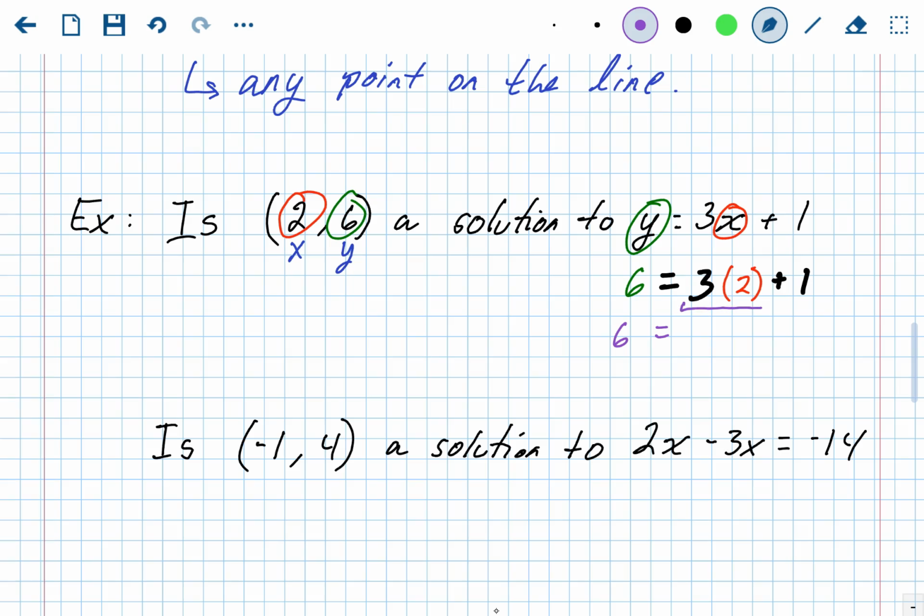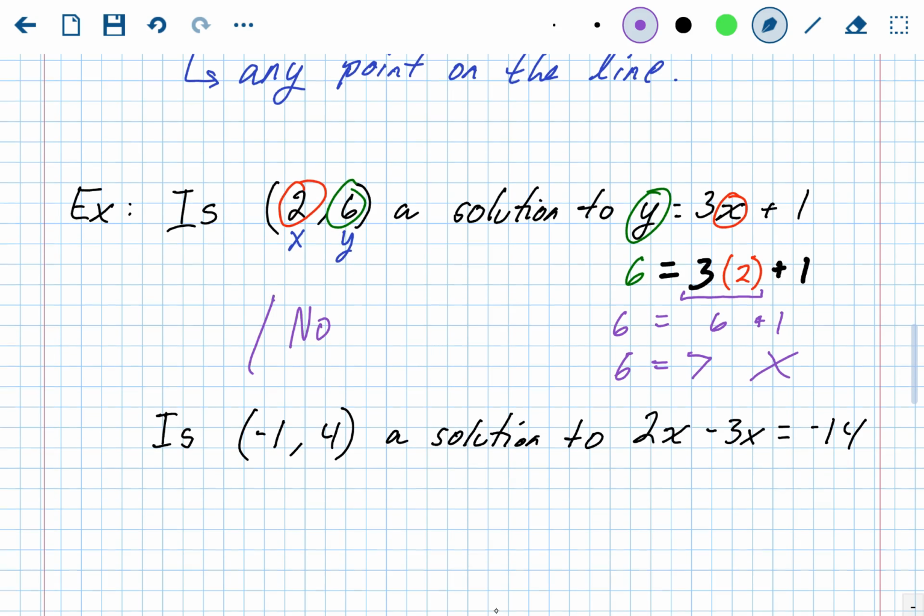The right side, 3 times 2 is 6, but you still have that plus 1. Okay, and 6 plus 1 is 7. So 6 equals 7 is not true. So that means this is not a solution. Okay. So is (2, 6) a solution to y equals 3x plus 1? No, it's not a solution. Okay. What about the second one?